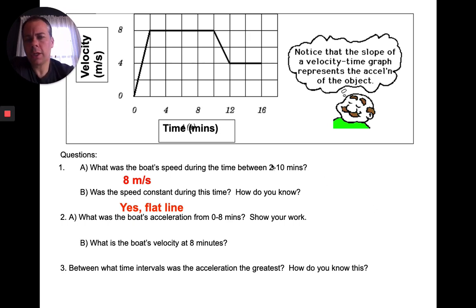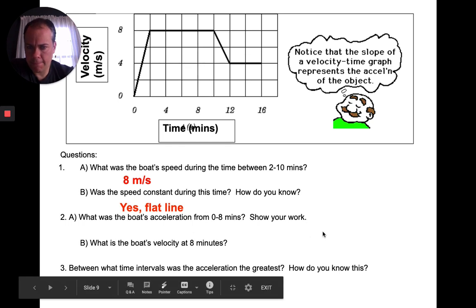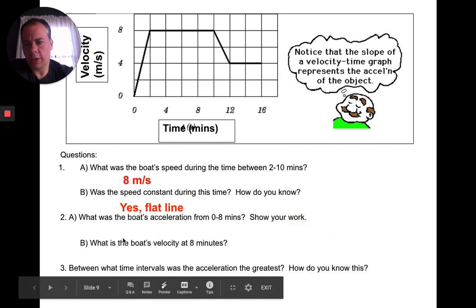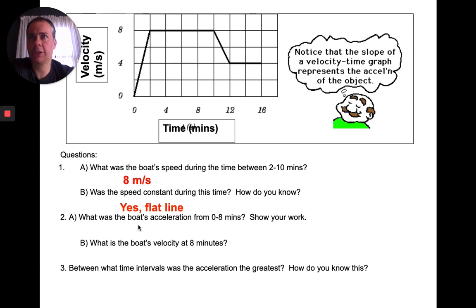Okay, we could also look at this graph and we can calculate the acceleration of this boat. So what was the boat's acceleration from minutes 0 to 8 minutes? So 0 to 8 minutes. Okay, we want to show our work here. So let's write our formula. Acceleration equals Vf minus Vi over t. Final velocity minus initial velocity over time.